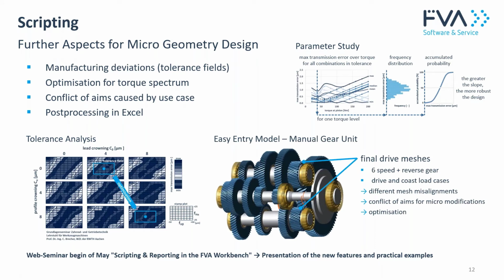The last example is the final drive of a manual 6-speed transmission. Here the gear mesh is getting completely different conditions for the gear mesh misalignments depending on the driven gear. Means if you're driving first gear or 6th gear or reverse gear, if you have drive or coast load case. This is an example where a scripted multiple simulation run can cover all possible conditions of your final drive gear mesh, and then you can find a good compromise for the micro modifications.